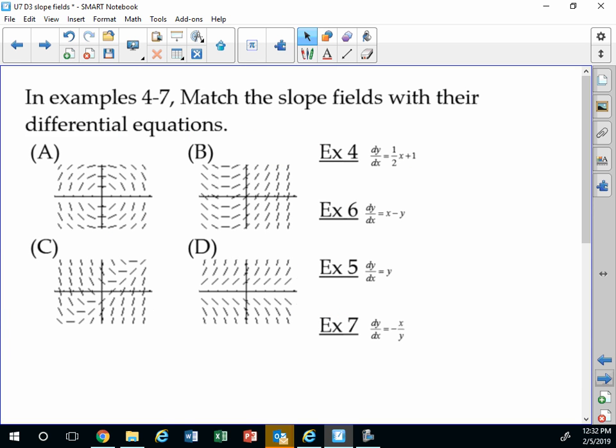You have matching. I'm going to give you a couple minutes to do it on your own, and then we're going to talk about it, and we're actually going to talk about some of these that I can separate and integrate. Alright. Focus.